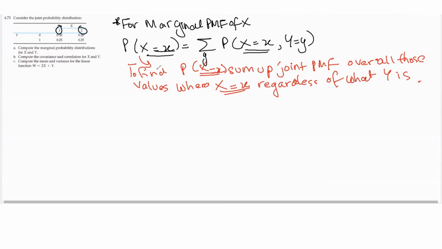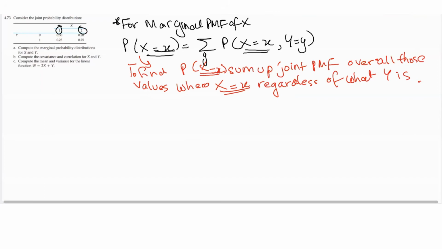If you want to find the marginal PMF of x, you essentially want to find what probability x is x for all values small x the random variable x takes, right? So we'll just sum up the joint PMF over all those values where capital X is equal to small x regardless of what y is, because we're not putting any condition on y.